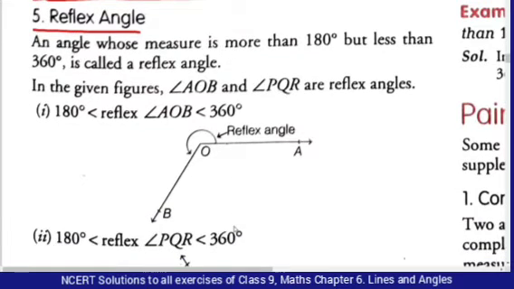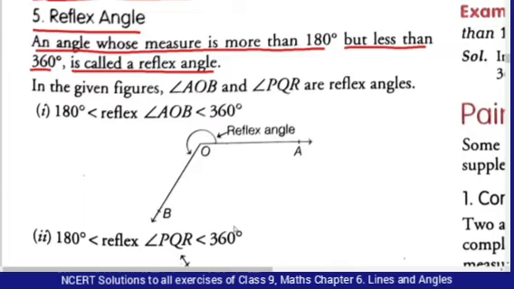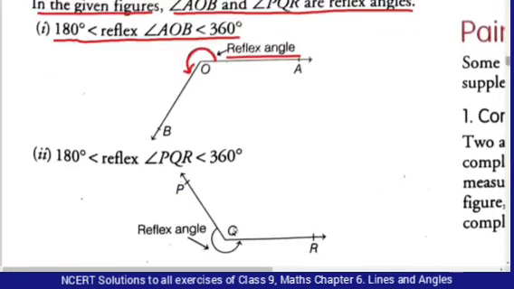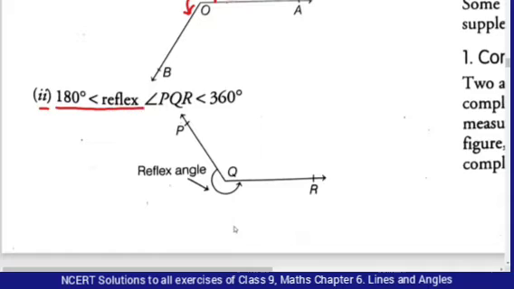Fifth one is reflex angle. An angle whose measure is more than 180 degree but less than 360 degree is called a reflex angle. In the given figures, angle AOB and angle PQR are reflex angles. So you can observe this, angle AOB is a reflex angle which is lying between 180 to 360 degree. Even angle PQR is also lying between 180 degree to 360 degree. So these are reflex angles.